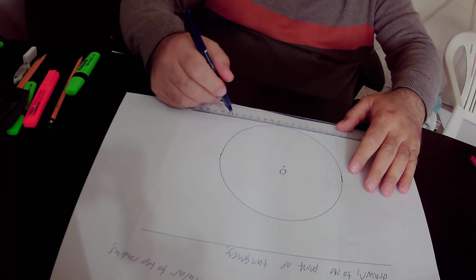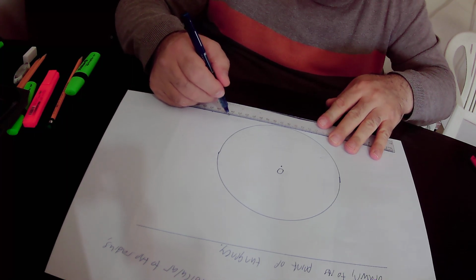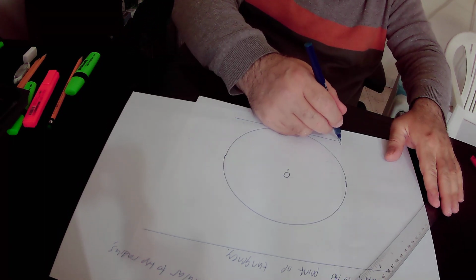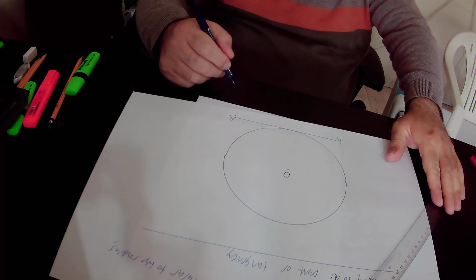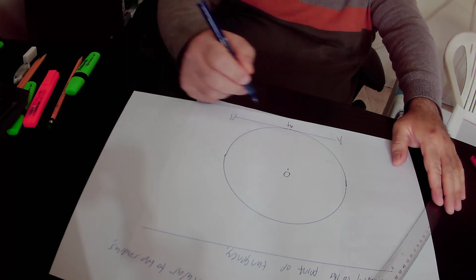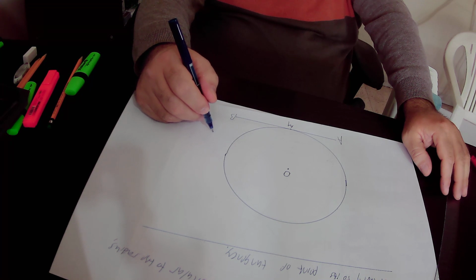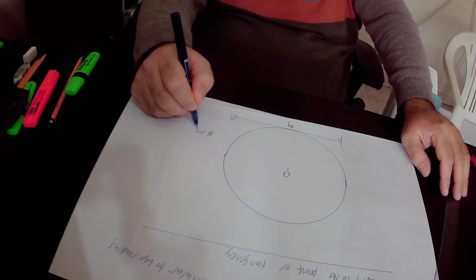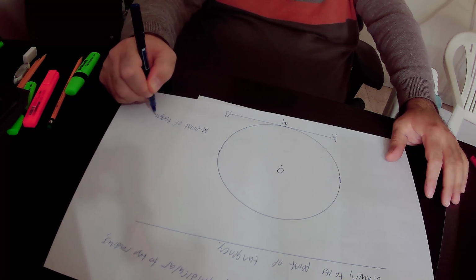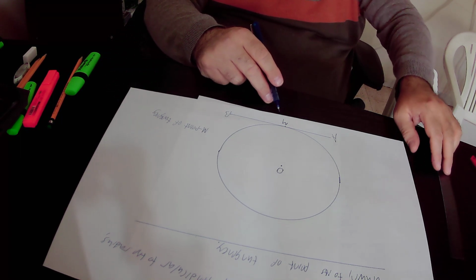and we also have here a tangent AB. Tangent AB is tangent to this circle at this point M. So actually point M is the point of tangency of tangent AB with this circle.